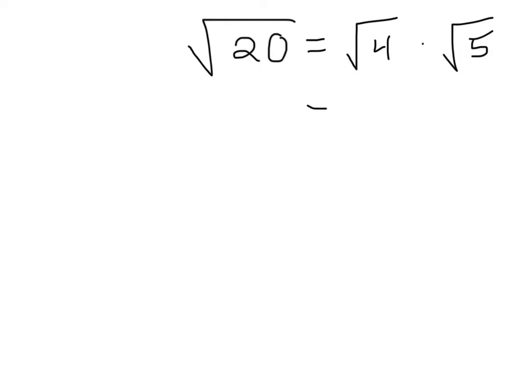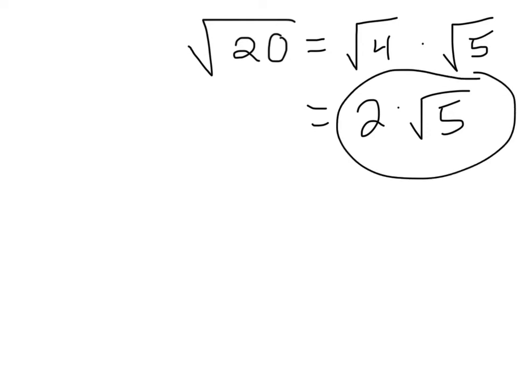The nice thing about this is that the square root of 4 is a perfect square. The square root of 4 is 2, times the square root of 5. The square root of 5 is not a perfect square and cannot be broken down into the product of a number and a perfect square, so this is the simplified version of the square root of 20. This is our first method.